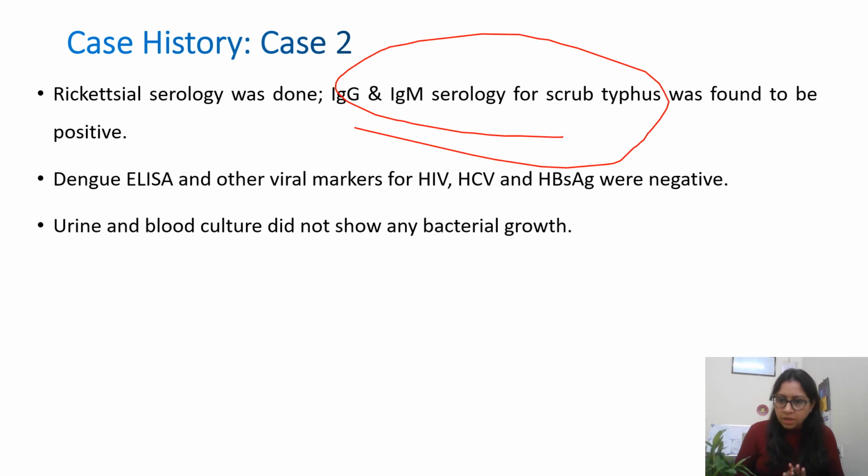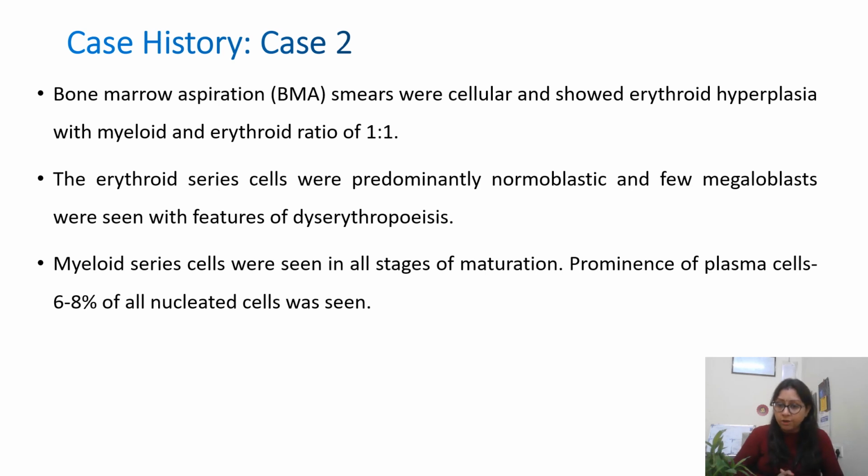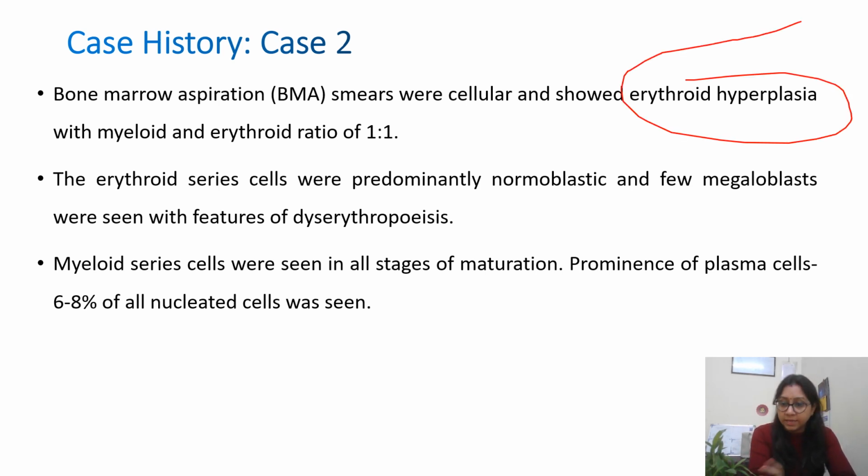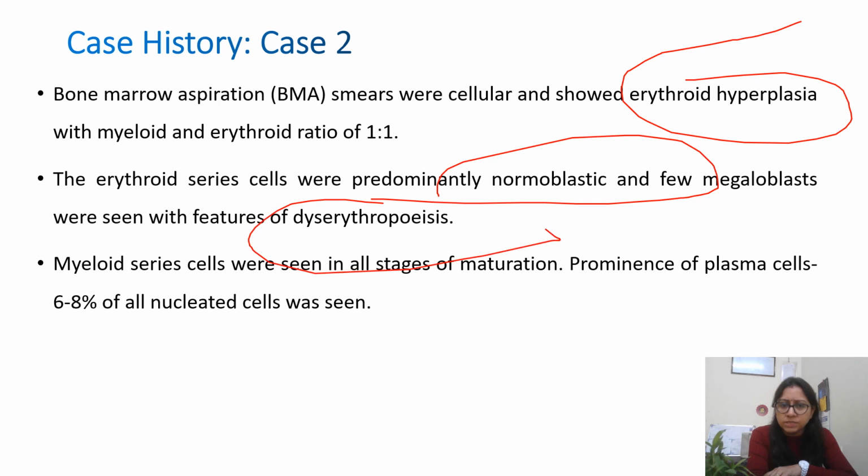All the viral markers for that patient were negative. Urine and blood culture did not show any bacterial growth in our second patient. Bone marrow aspiration showed similar findings. It was cellular and showed erythroid hyperplasia like our previous case. Erythroid series cells were predominantly normoblastic, with a few megaloblasts, and evidence of dyserythropoiesis was also seen.